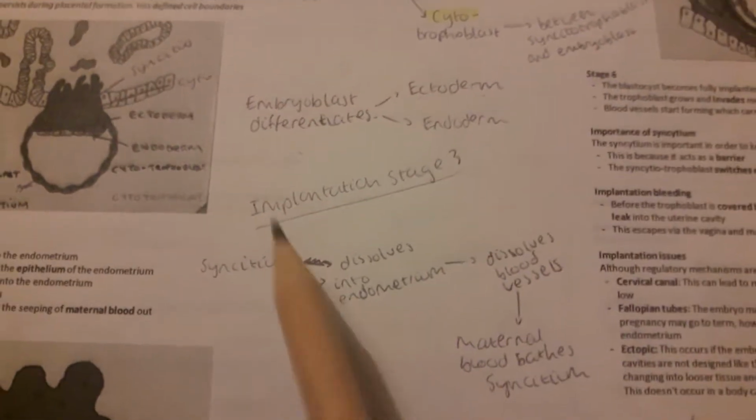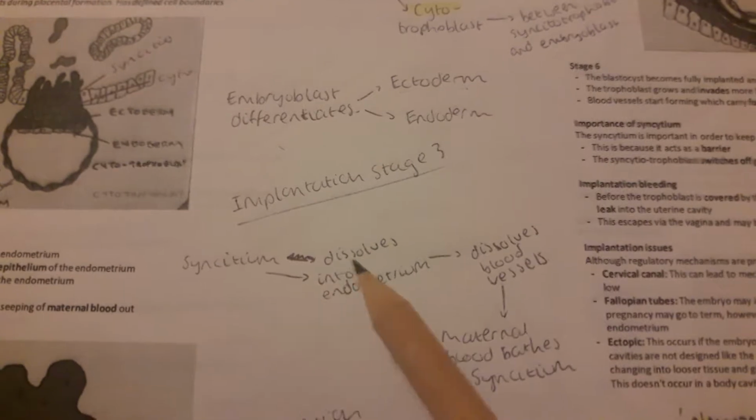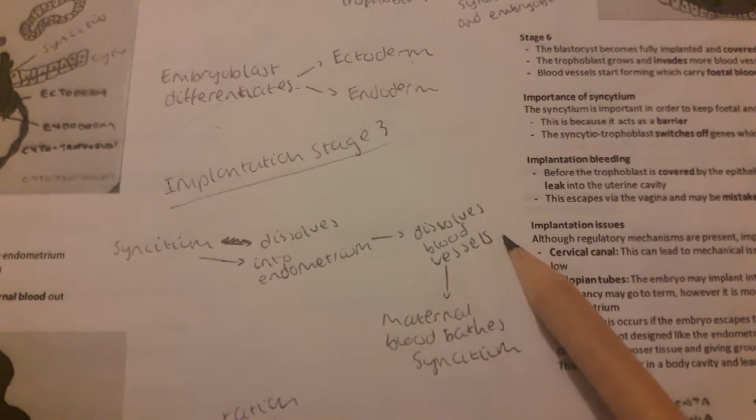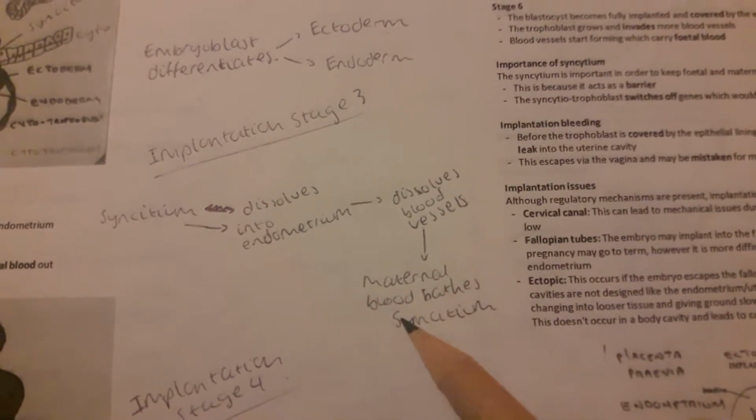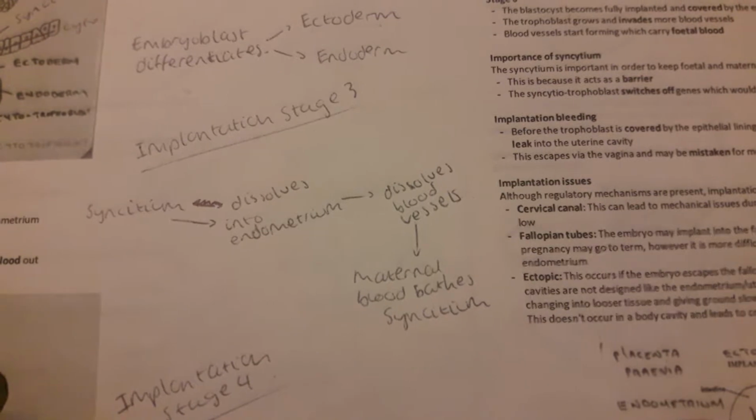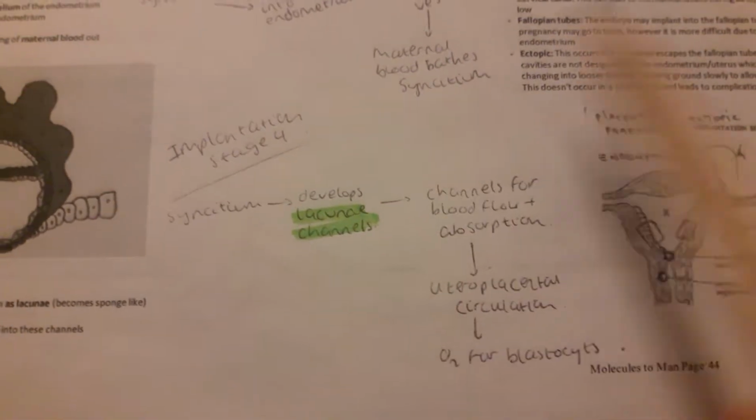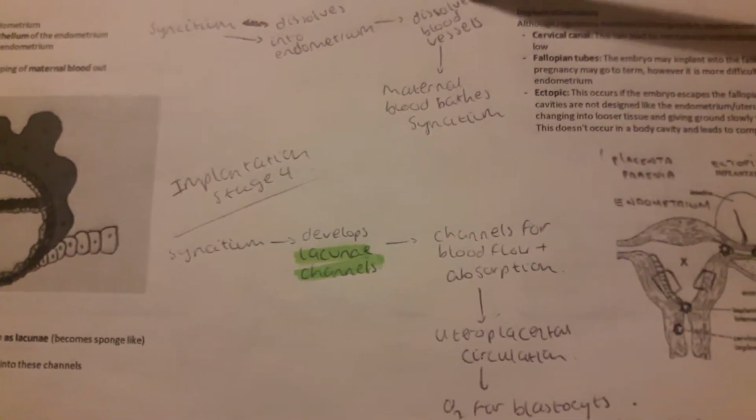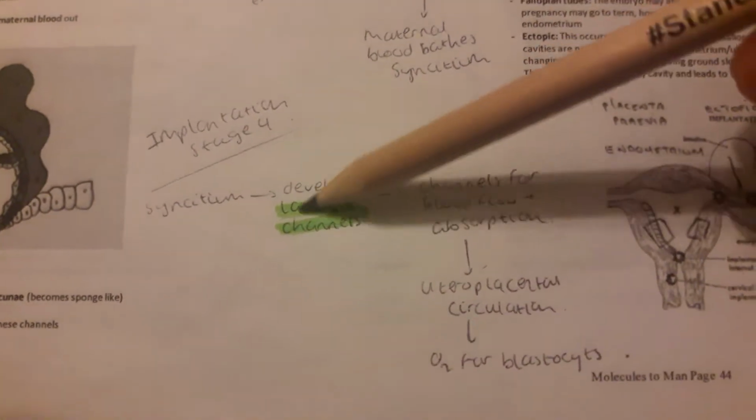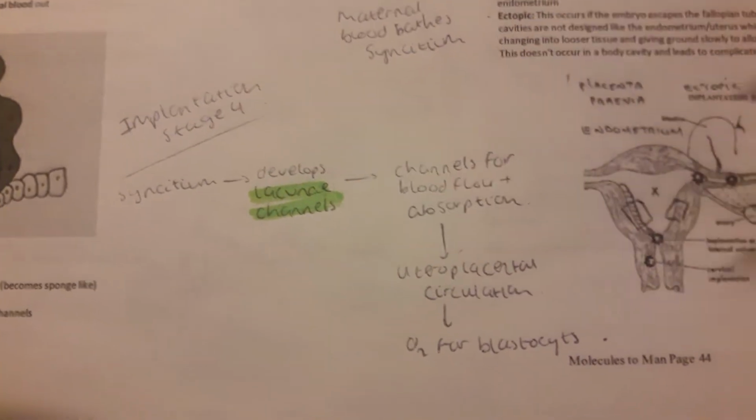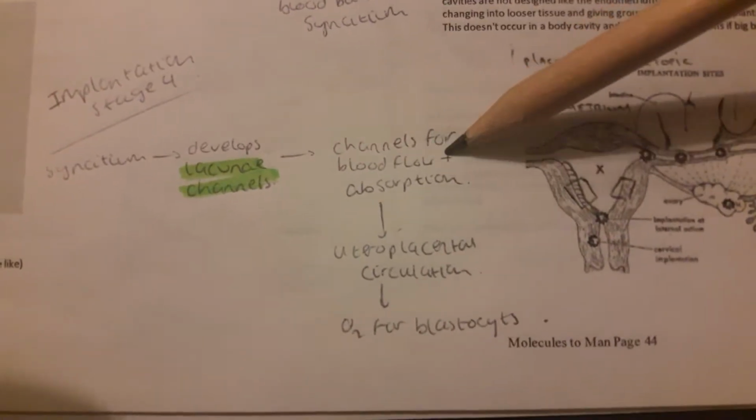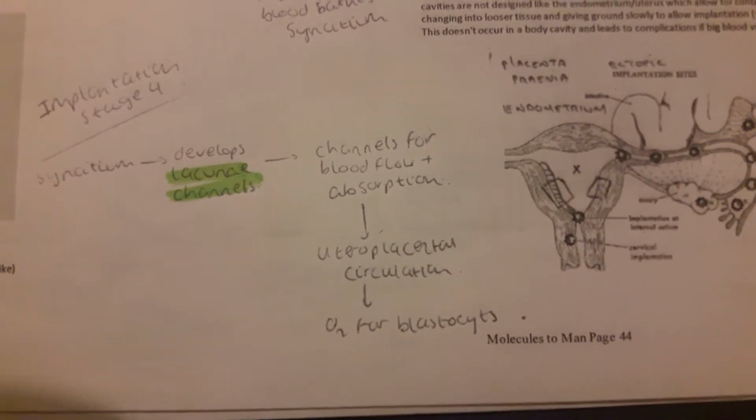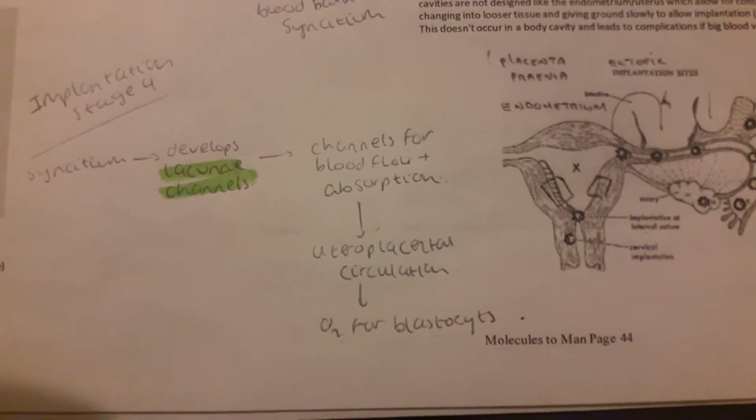In stage 3, the syncytium, which is the syncytiotrophoblast, pushes even further and dissolves into the endometrium, dissolves the blood vessels, allowing maternal blood to bathe the syncytium. Leading on from stage 3, you have stage 4, where the syncytium, not only has it now dissolved the blood vessels, but it also develops channels called lacunae channels. And these are channels for blood flow and absorption, which allow a utero-placental circulation, giving oxygen to the blastocyst.